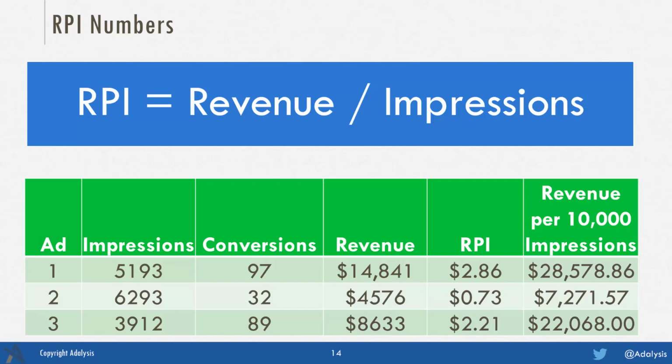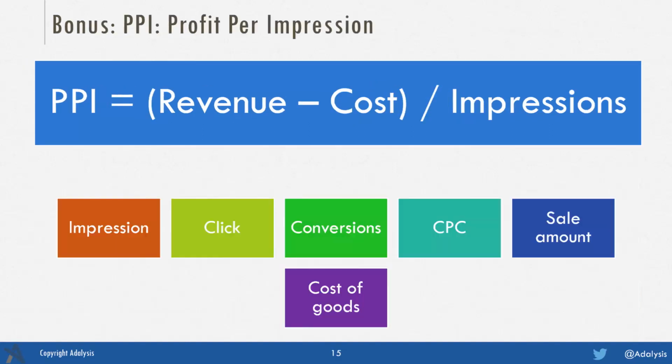In this example, ad 1, when it's displayed, makes $2.86. Ad 2 makes 73 cents. Ad 3 makes $2.21. Well, every time an ad is displayed, making $2.86 is definitely better than the other 2 numbers. There's your winning ad from a revenue standpoint. Now we can move even further in some cases.